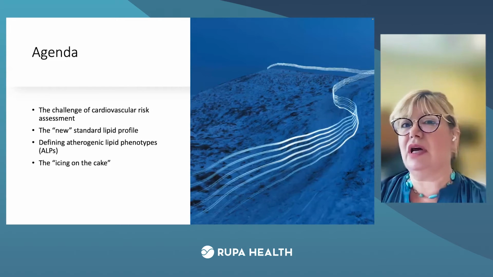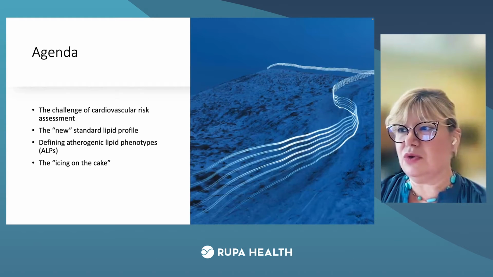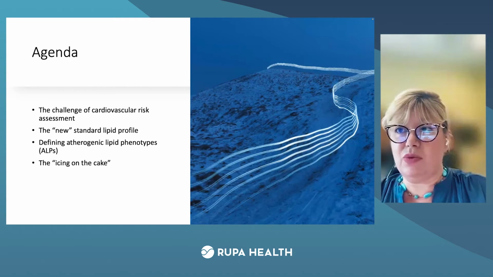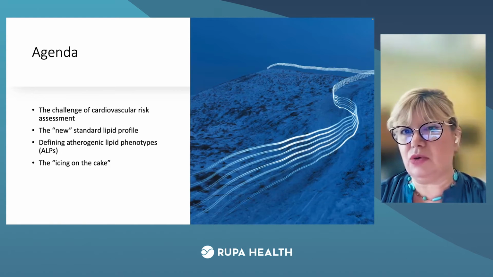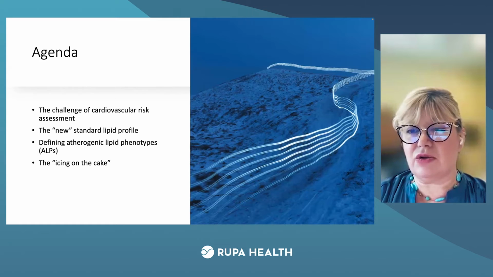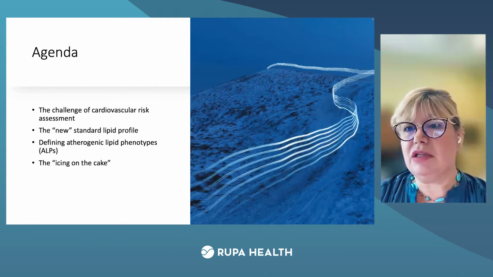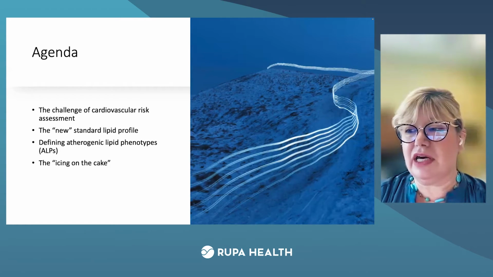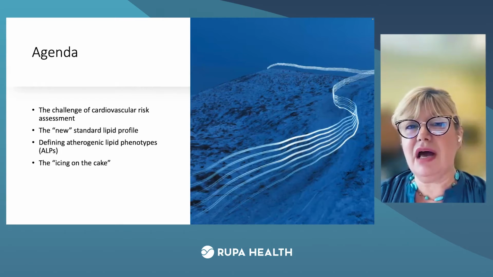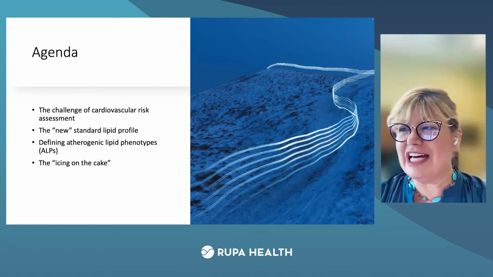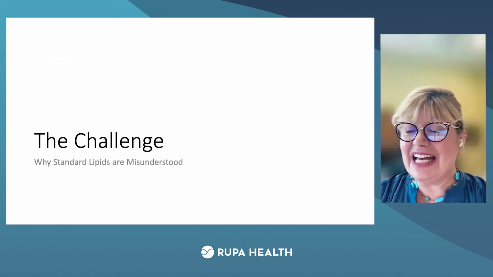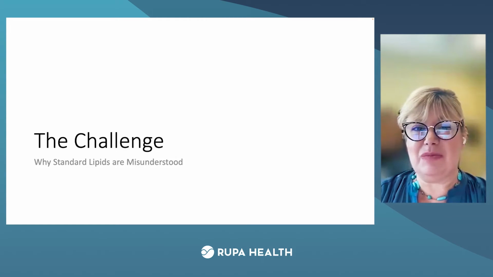We're going to focus on why heart disease, which continues to be the number one cause of mortality for both men and women in developed as well as developing nations, is a challenging opportunity in terms of figuring out who gets it and who gets it bad. So the challenge of cardiovascular risk assessment, and what should actually be the new standard of the lipid profiles. We will go on a journey to identify atherogenic lipid phenotypes, or ALPs. And then we'll finish with something I call the icing on the cake. I'm not going to tell you about it because I want you to stick around and see what that icing is. So the challenge: why standard lipids are misunderstood.